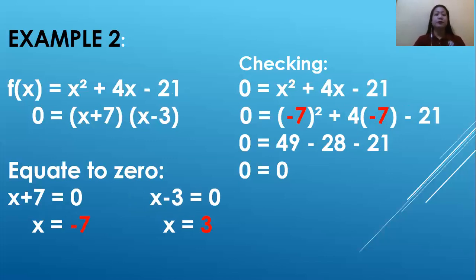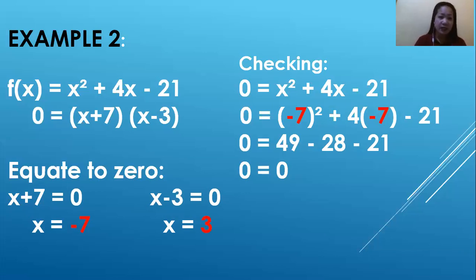Example number 2. We have the function f of x is equal to x squared plus 4x minus 21. The factors of the given function are x plus 7 times x minus 3. Okay, let us check. When you multiply x times x, we have x squared. When we add 7x plus negative 3x, we have positive 4x because 7 is bigger than 3. When we multiply 7 times negative 3, we have negative 21.